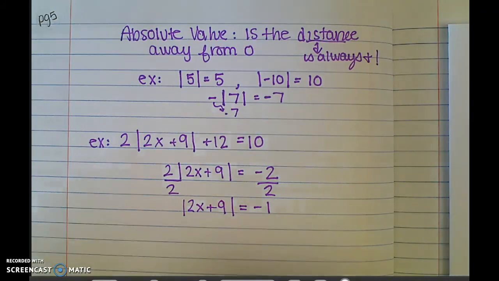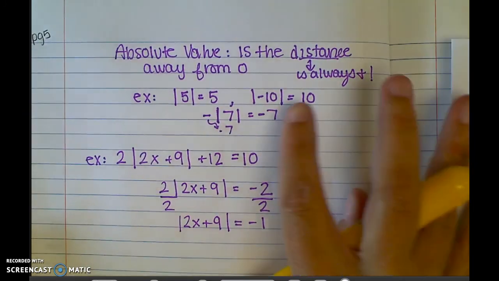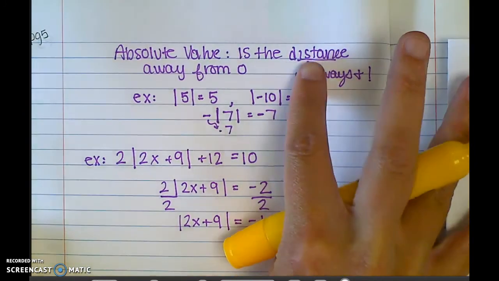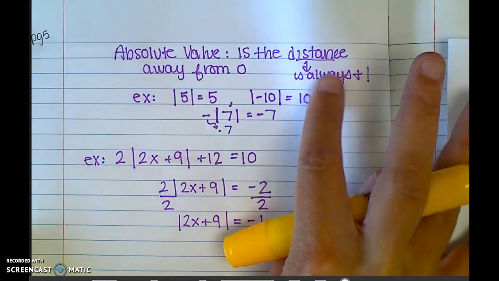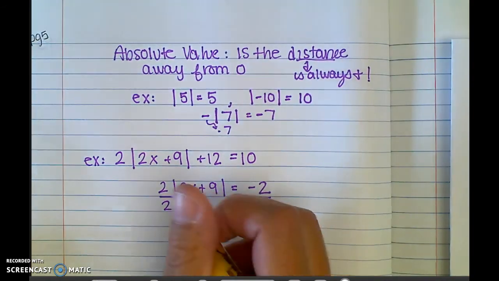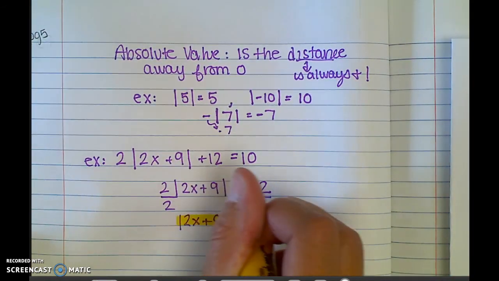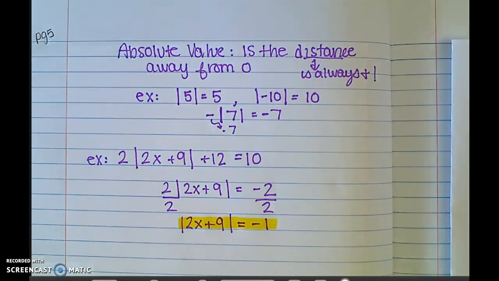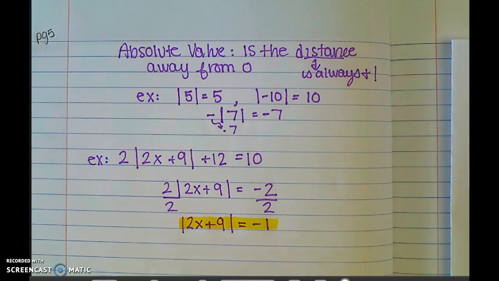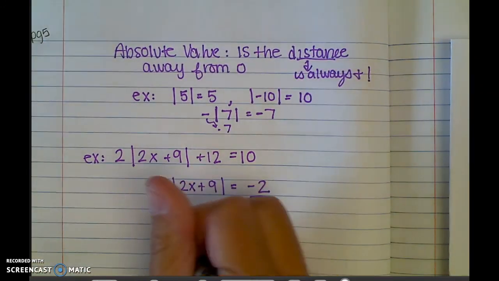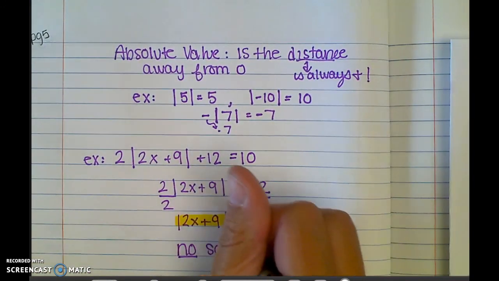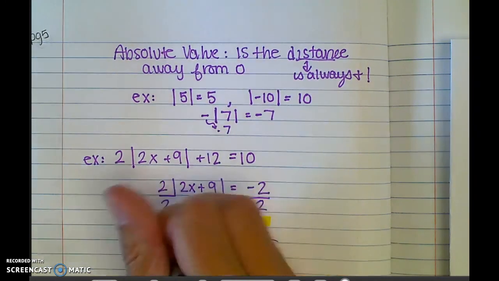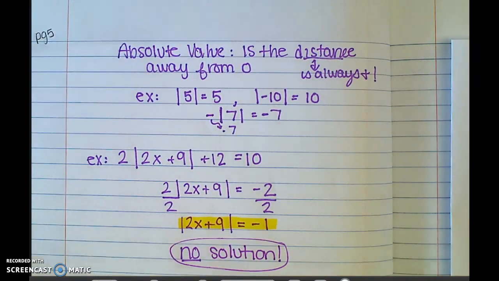And that's because, like I said above, the absolute value is the distance away from 0, which is always positive. And these absolute value bars are not equal to a positive number. Therefore, this has no solution. So your answer here would be no solution. That's it.